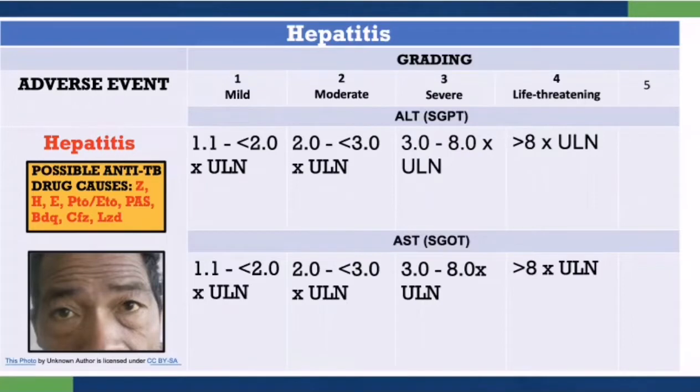So for mild elevation of liver enzymes, that's 1.1 to less than 2 times the upper limit normal, this may be related to the disease rather than the adverse effect of our treatment. Generally, hepatitis due to medication resolves upon discontinuation of the suspected drug.